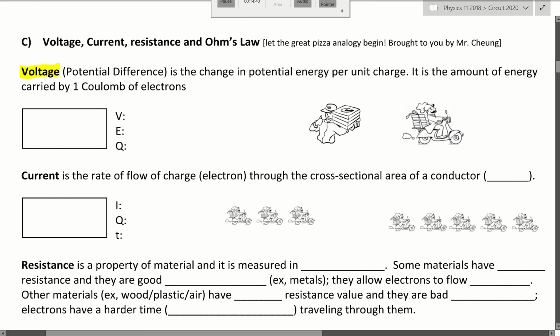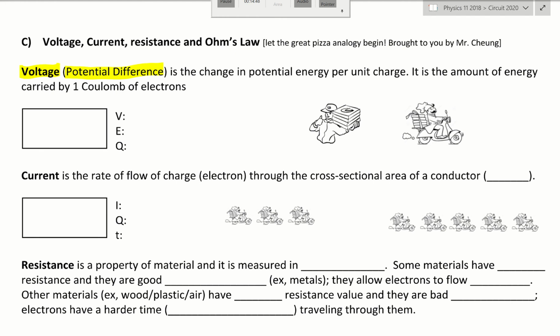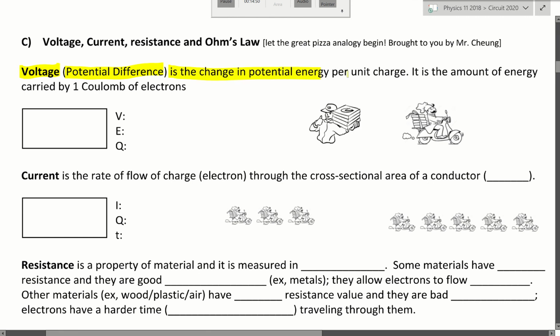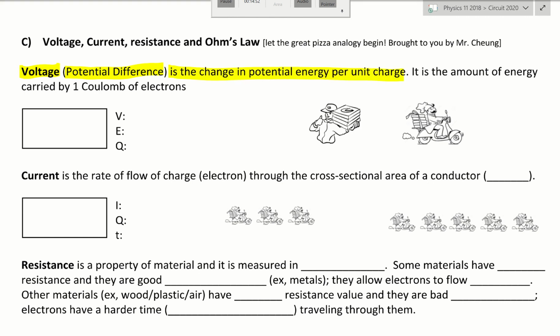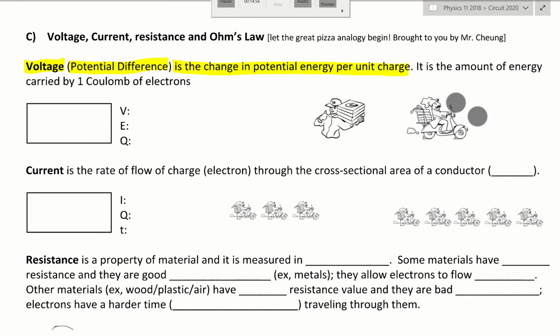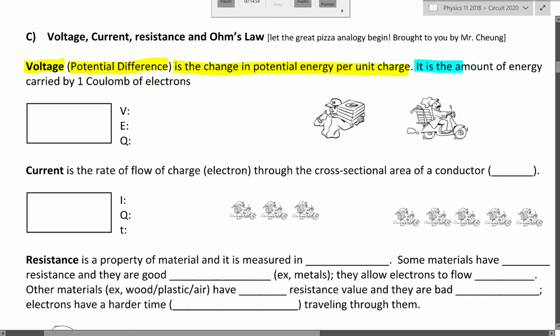Voltage. Okay, so voltage, also known as potential difference, is the change in the potential energy per unit charge. Now that is the standard definition of what voltage is. But I would like to use a slightly more down-to-earth, easier to understand definition of it. Basically, the voltage of a battery is the amount of energy carried by 1 coulomb of electrons. Okay, so what does that mean?